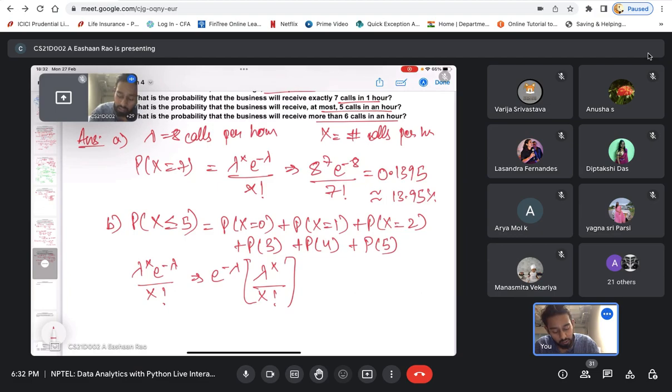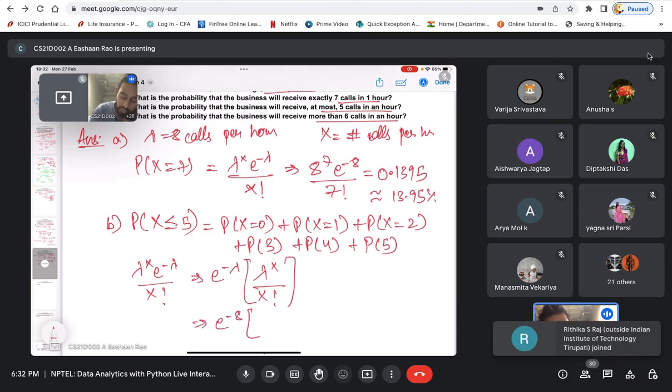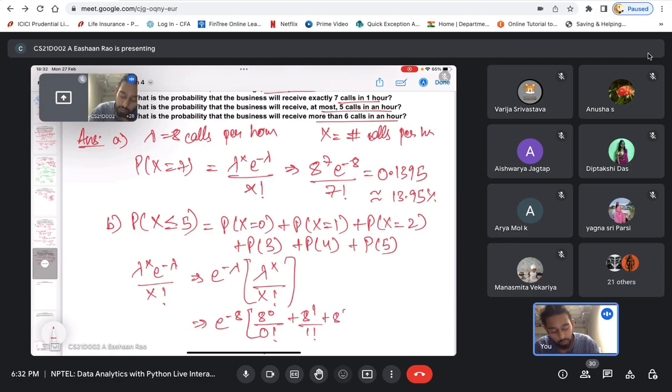So in this case, lambda is 8, so e raised to minus 8, and then 8 raised to 0, since x is 0 in this case, over 0 factorial. Similarly 8 raised to 1 over 1 factorial, 8 raised to 2 over 2 factorial. This is for each random variable that I'm having. For random variable 2, I'm having 8 raised to 2, just like this.